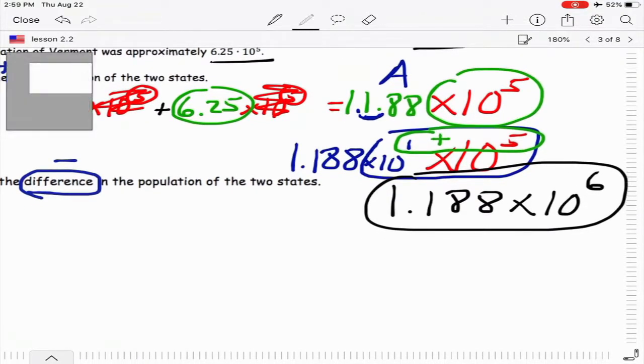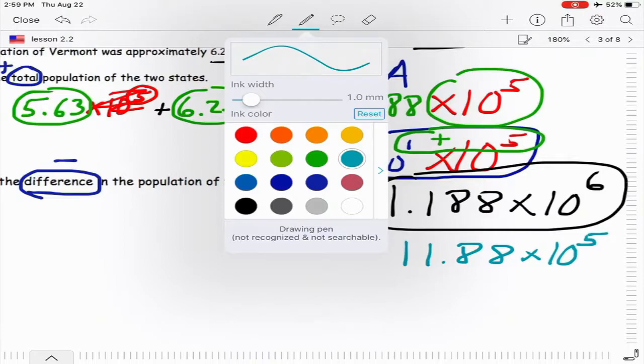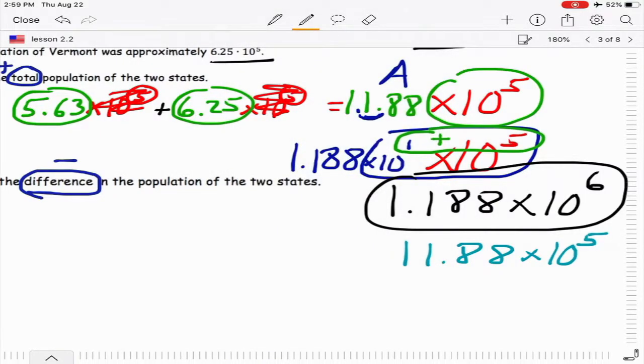So I'm going to go back to the original answer that we had. So originally we had the 11.88 times 10 to the 5th. A lot of students said that this way was easier for them to comprehend, so I just wanted to show it to you. Once again, this was the textbook way. This is the way I would recommend.